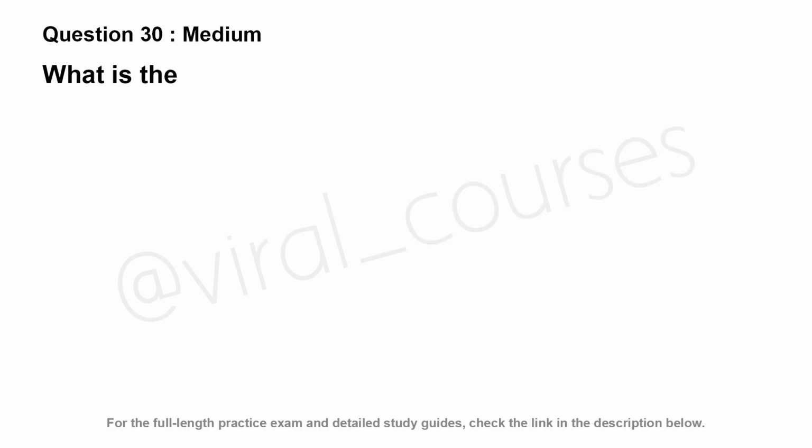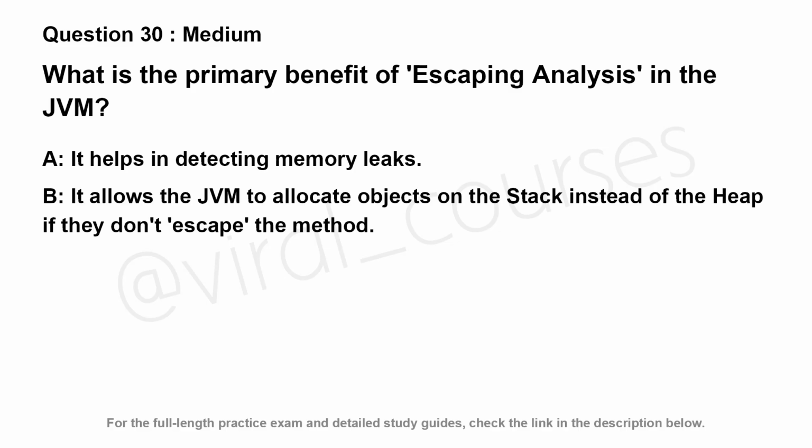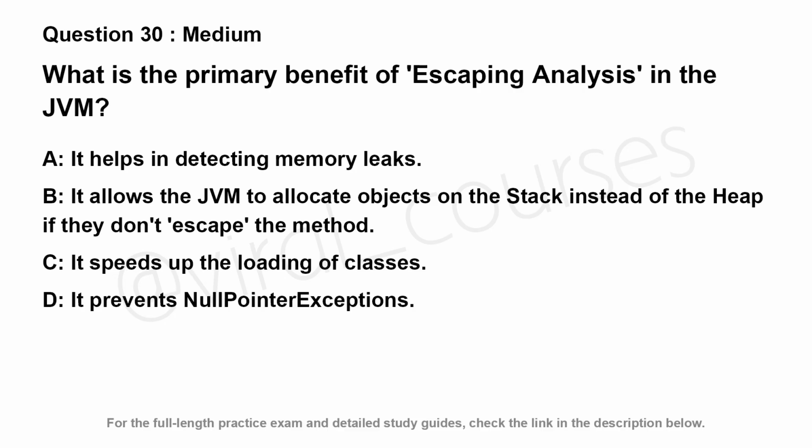What is the primary benefit of escape analysis in the JVM? Option A, it helps in detecting memory leaks. Option B, it allows the JVM to allocate objects on the stack instead of the heap if they don't escape the method. Option C, it speeds up the loading of classes. Option D, it prevents null pointer exceptions.